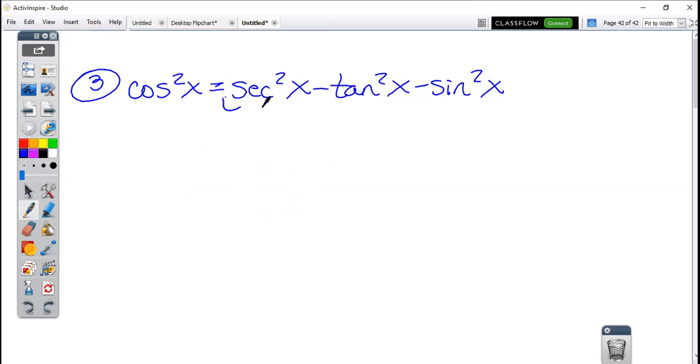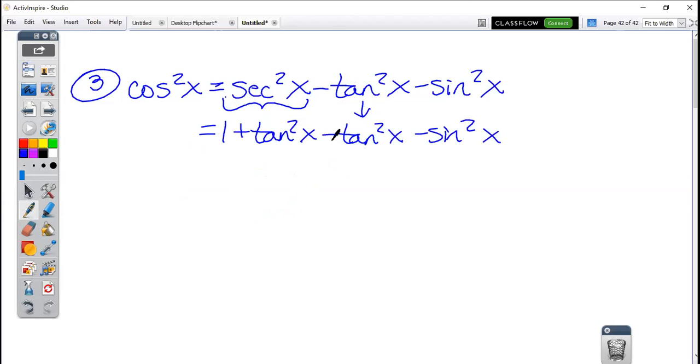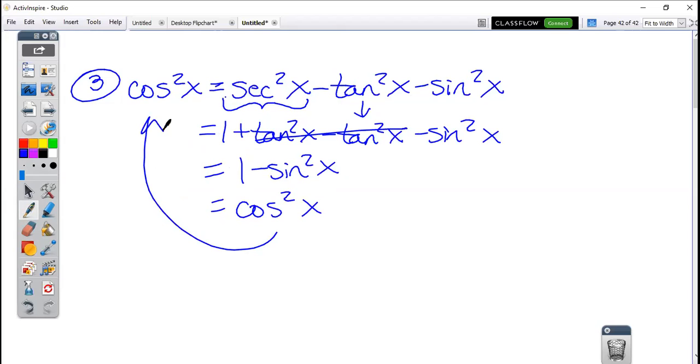So for this one, I could change just the secant squared x. The secant squared x says it's 1 plus tangent squared x, and then you just bring down your minus tangent squared x minus sine squared x, and these tangent squareds do what? Cancel, and I'm right back to equaling 1 minus sine squared x, which is cosine squared x. So that's a different way of doing the same problem, but it still gets it right. There's one extra step.